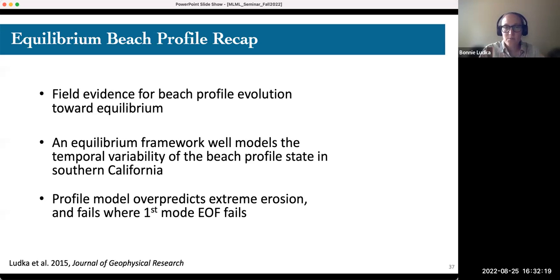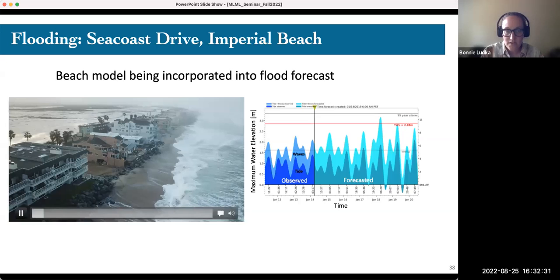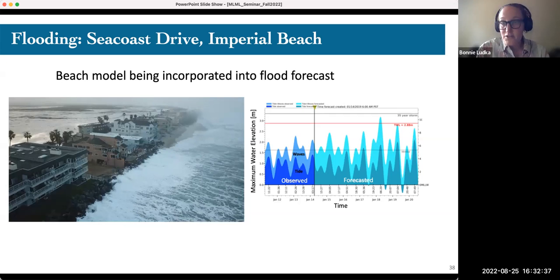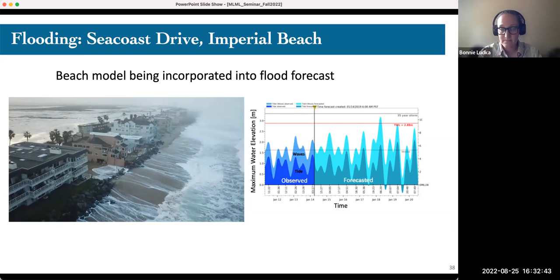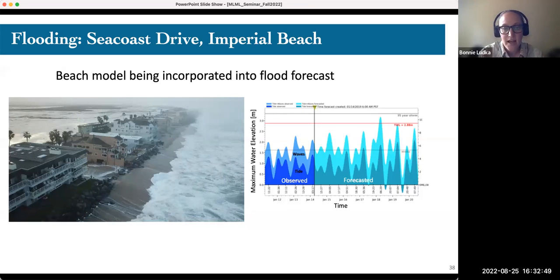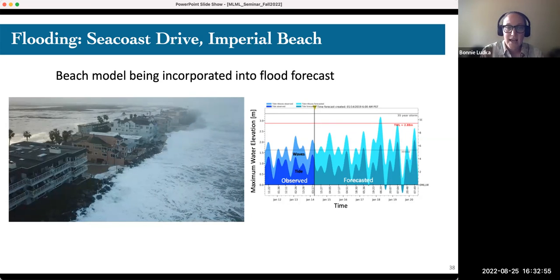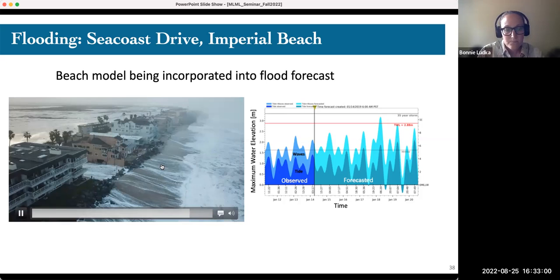Okay, so how is this model being used? Well, for one example, it is being incorporated into a flood forecast. And I'm told that this video is a little bit choppy, but what you're maybe seeing is flooding at a site called Imperial Beach in Southern California, which experiences some significant flooding, and it happens fairly often, with moderate high tides and moderate energetic waves, and the waves overtop this riprap and go into the streets.